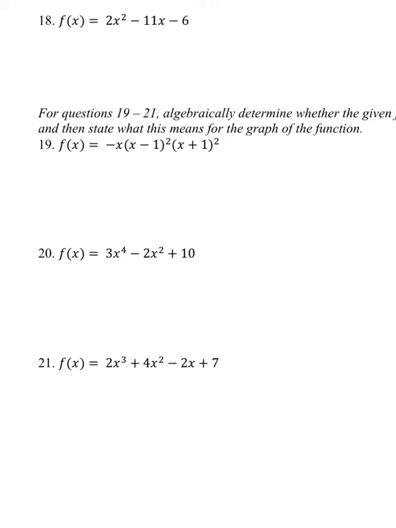Number 17. For number 17, we're doing the same thing. So I have to do x-intercepts and y-intercepts. Let's do the x-intercepts first. So x-intercepts are where y equals 0. So this is 0 equals 2x squared minus 11x minus 6. So I have to factor. 2 numbers that multiply to be negative 12x squared but add to be negative 11x are going to be negative 12x and plus 1x. Factor by grouping.